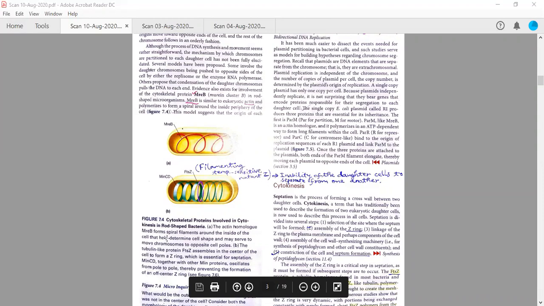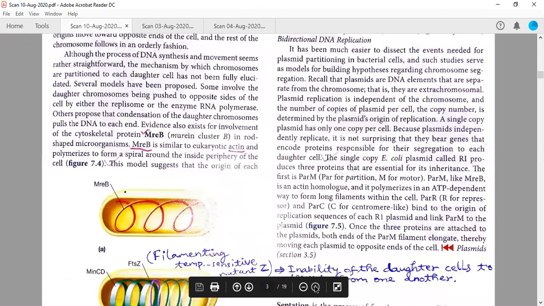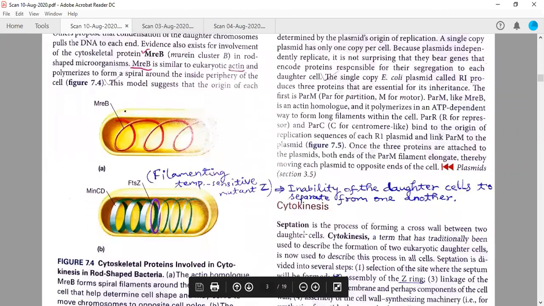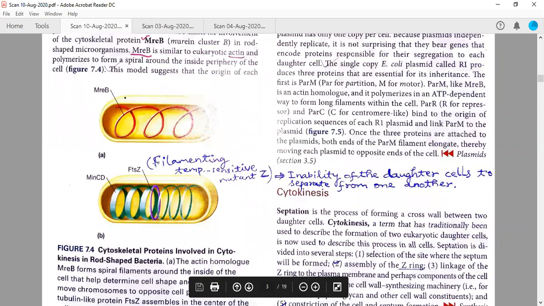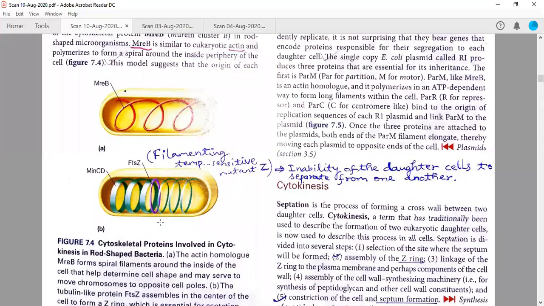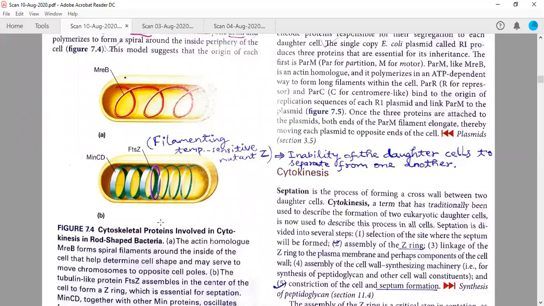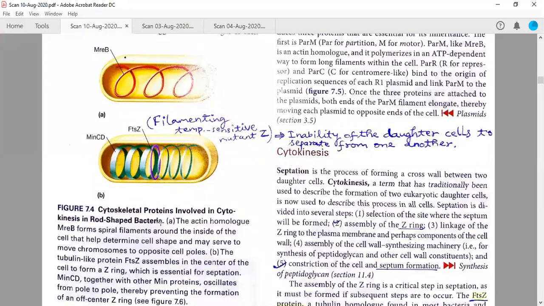First of all, Niharika is asking one question here. FtsZ assembles in the center of the cell to form a Z ring. Let me zoom in. FtsZ is the full form for filamenting temperature sensitive mutant Z. Z and A are two different mutants. If Z is not forming, the bacterial cell will not divide. So it is a kind of protein which helps bacteria divide into two equal daughter cells.